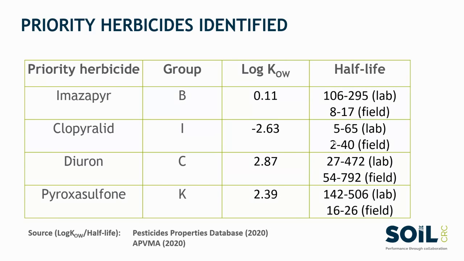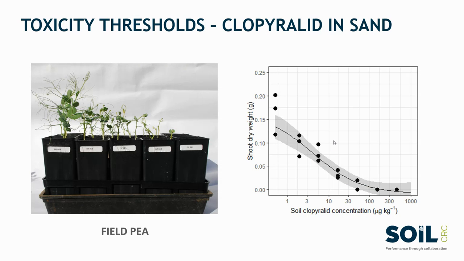We're looking at a number of different priority herbicides, including the IMIs, clopyralid, diuron, and pyroxasulfone or Sakura. They all have different chemistries and behaviours in the paddock. One of the issues for growers is that if they suspect they might have residues in soil, they can send a sample away for testing and they'll get a number back, but it's very difficult to interpret what that number means. That's because there are not many publicly available toxicity thresholds to compare against.